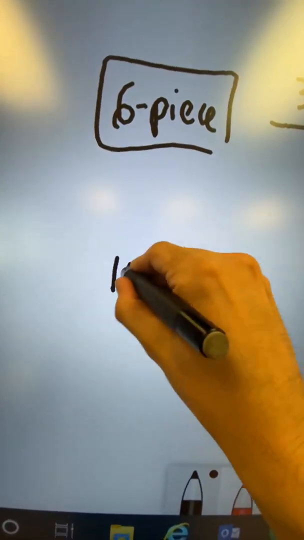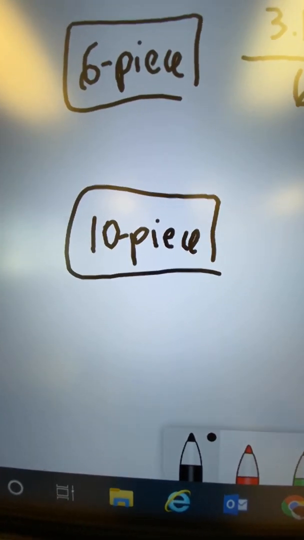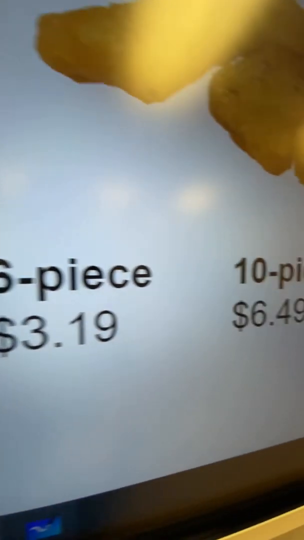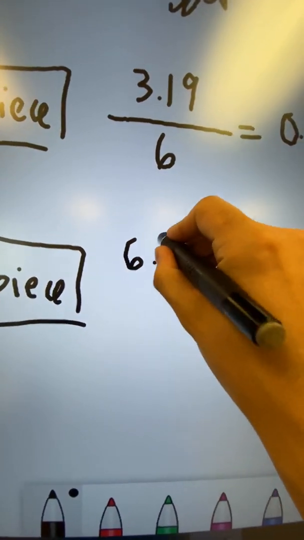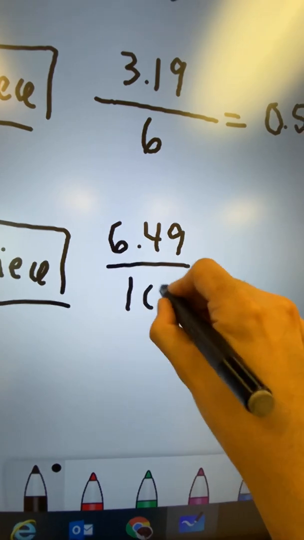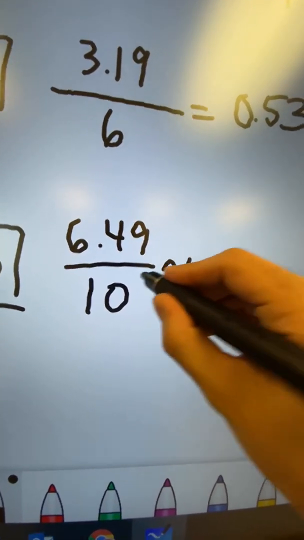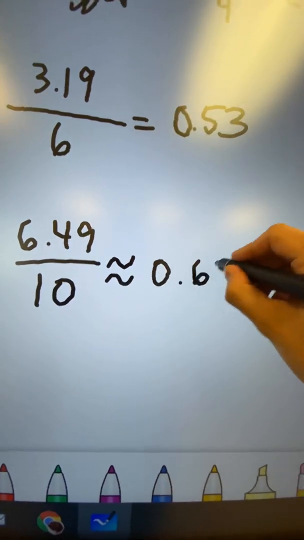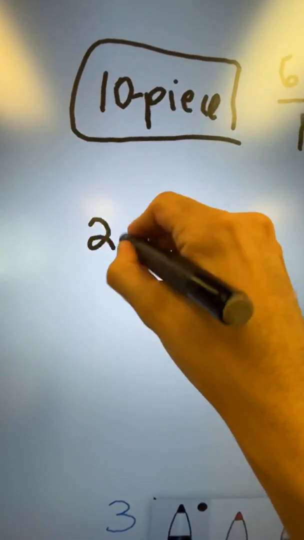The next one is a 10-piece nugget. And we can see with the 10 pieces that it costs $6.49. So the price per nugget would be the price divided by the number of nuggets. And when you divide this, I'm going to round it. So I'm going to put a wavy equal sign. It comes out to be about 65 cents when you round it to the nearest hundredth. The next one is a 20-piece nugget.